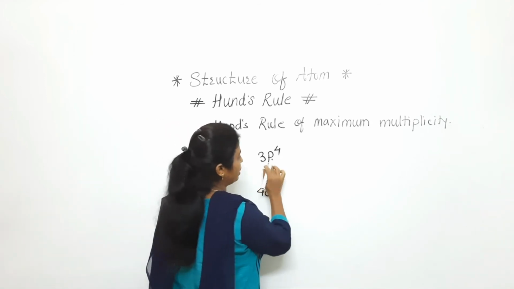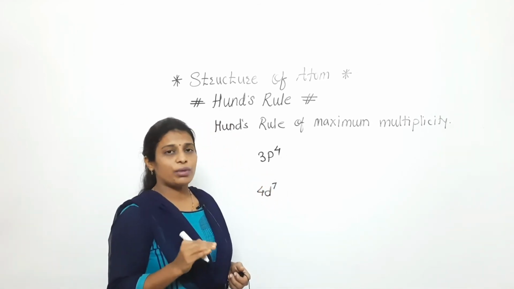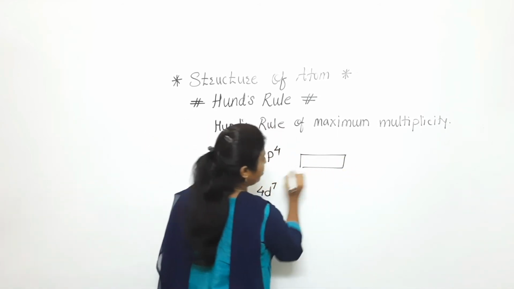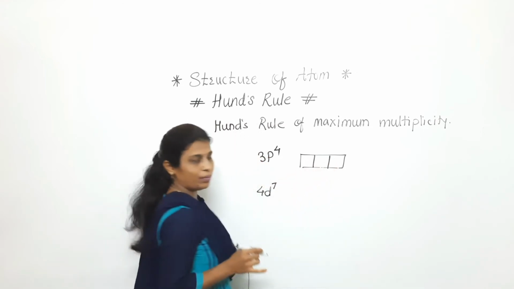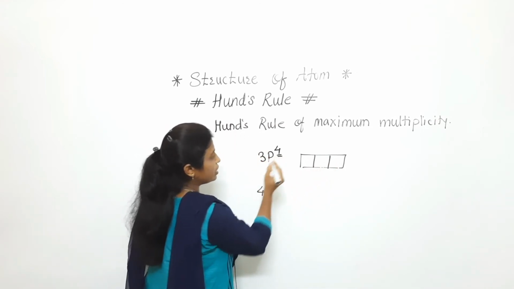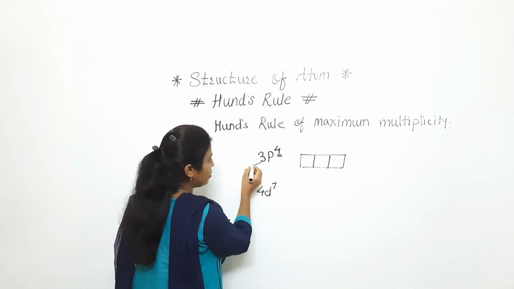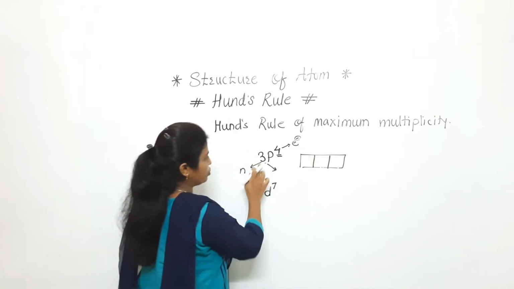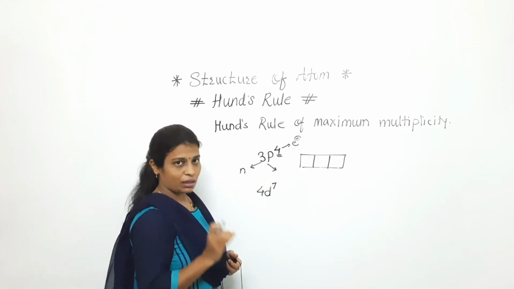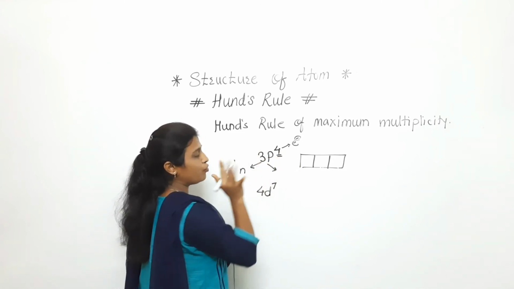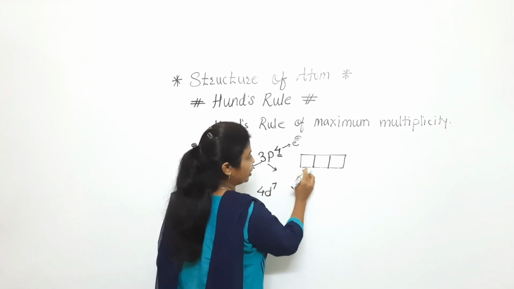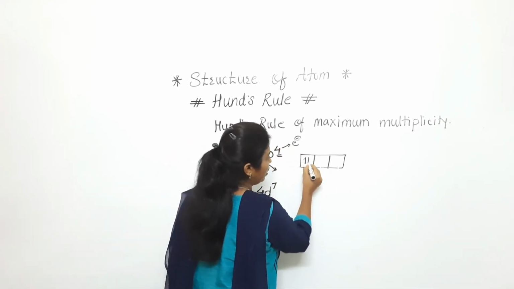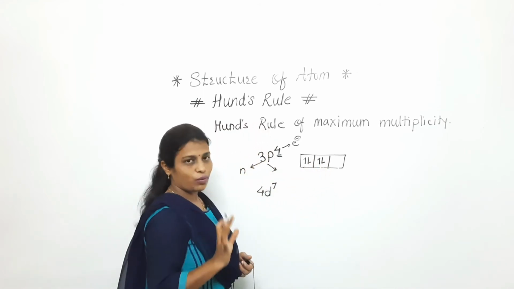Now see what is the possibility. 3p4. For the p subshell, how many orbitals are there? For the p subshell, 3 orbitals are there. So 1, 2, 3. Okay. So how many electrons are there? Previously also we have discussed, this number is n, this is the subshell and this is the number of electrons. So in the third shell, p is the subshell and 4 electrons. For the p subshell, there are 3 degenerate orbitals. 4 electrons can be filled like that, 1, 2, 3, 4. This is one possibility.